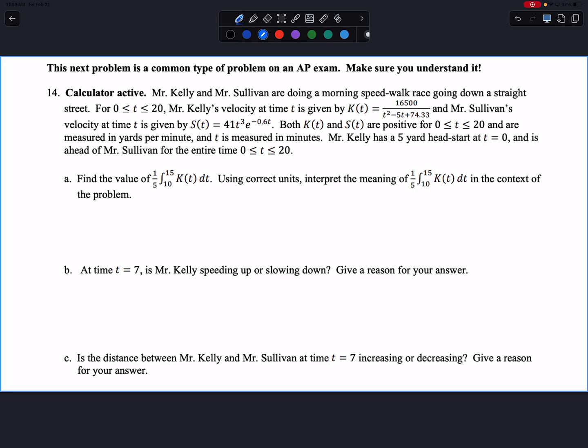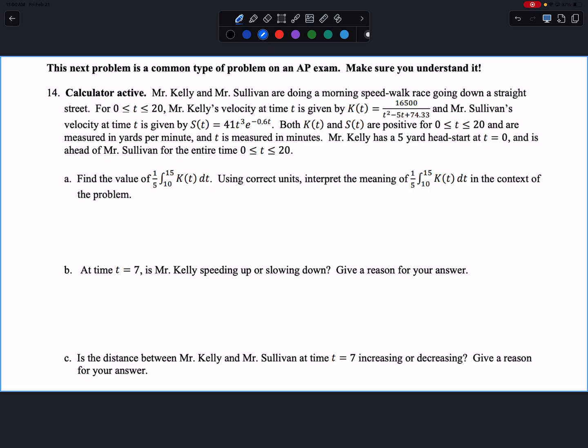So it says, Mr. Kelly and Mr. Sullivan are doing a morning speed walk race going down a straight street. For time between 0 and 20, Mr. Kelly's velocity at time t is given by, so Kelly, K of t, that's why they call it that, this equation. And Mr. Sullivan's velocity is given by Sullivan, S of t, 41 t cubed e to the negative 0.6 t.